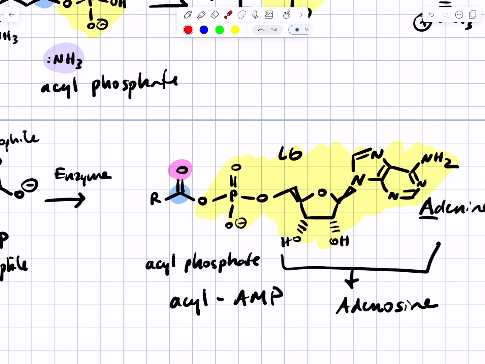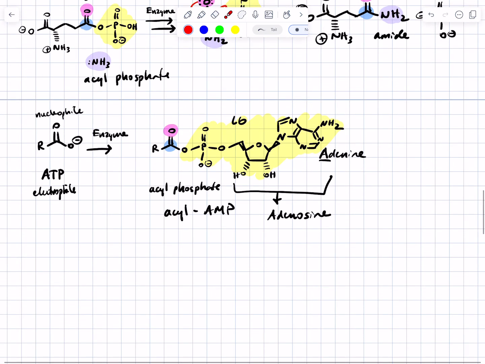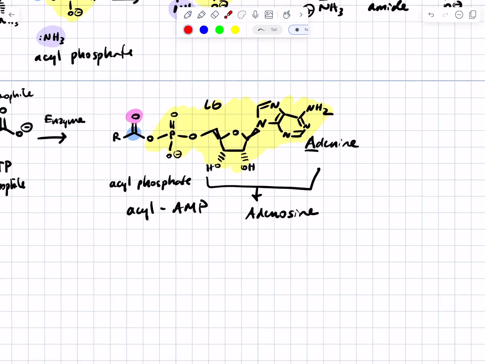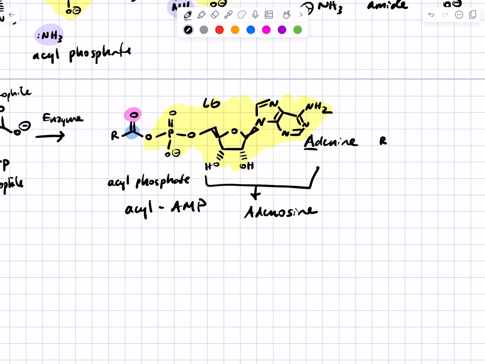But once you realize that, if you can recognize this as an acyl phosphate that is a decent leaving group, then what we're going to do is pretty trivial. Okay, questions about this? Some people will abbreviate this as OAMP.